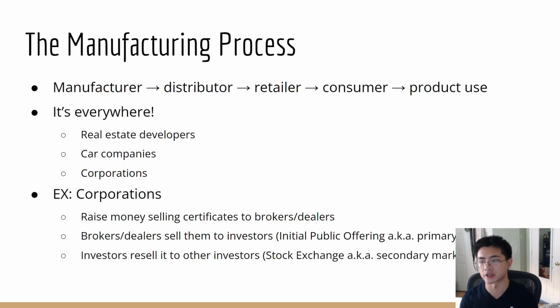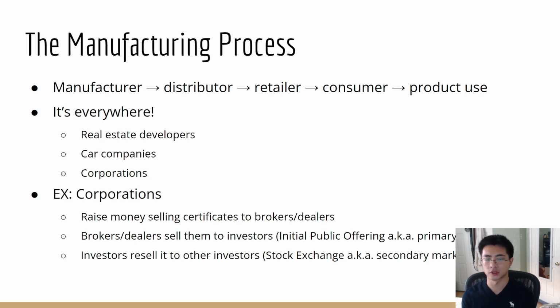Now let's talk about the manufacturing process, and this starts at the manufacturer, then the distributor, then the retailer, then the consumer, and then product use, like the four things we just said previously. And this process is everywhere, okay? Whether it be real estate developers, car companies, corporations.